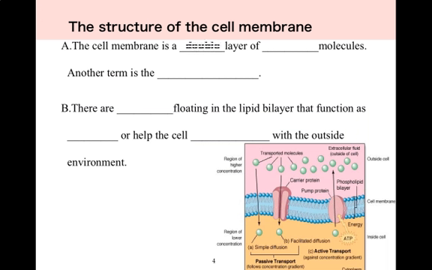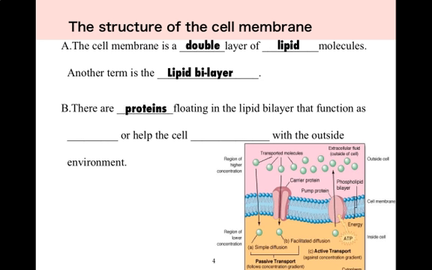The cell membrane is a double layer of lipid molecules. Double meaning two, lipid molecules. We typically call this the lipid bilayer. Remember, bi means two. Like a bicycle has two wheels, there are two layers of lipids. You need to highlight this, circle it, whatever you need to, because we will refer to the lipid bilayer quite often.